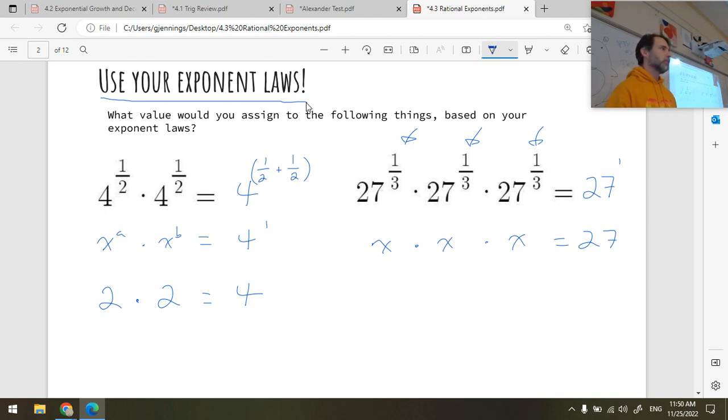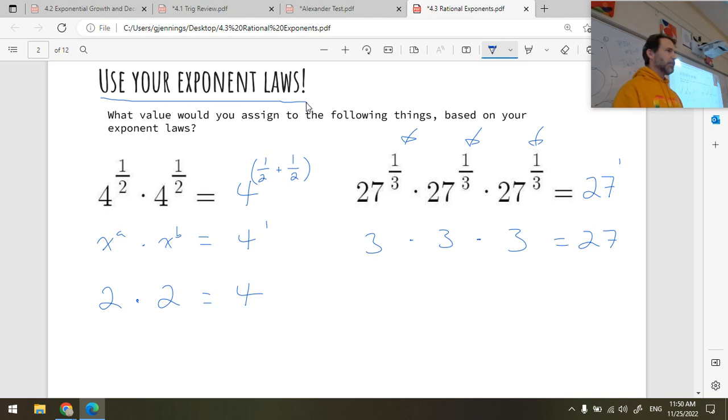Why is it 3, Noah? That's 3 times 3 is 9, and then times 3 is 27. Yeah, x must be 3. Okay, so in this case, we can see that 27 to the one-third has to be equal to 3. This is 3 multiplied by 3 multiplied by 3 will give me 27.